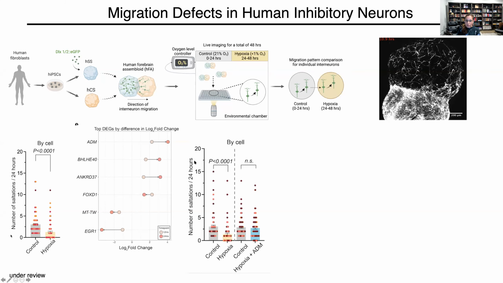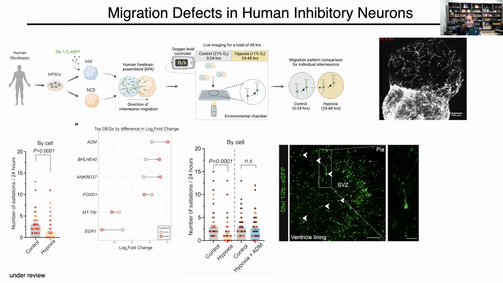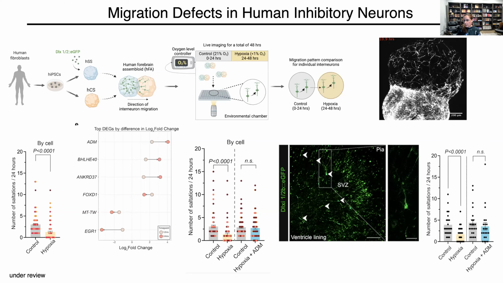But what we found when we added this adrenomedullin to the cells was this: this is control, this is hypoxia, and this is another control and hypoxia with adrenomedullin, and this completely rescues the phenotype that we see with the deficit of migration. And again, this is validation in human fetal tissue. You can see that there are a lot of these cells in the human fetal tissue, even at 22 weeks of gestation, and we are seeing exactly the same thing and exactly the same rescue.